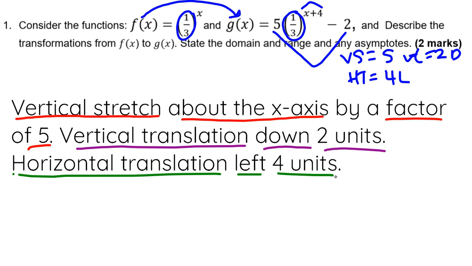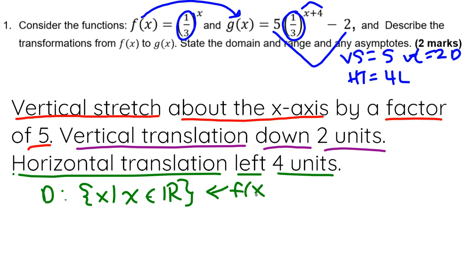So now that we've described the transformation, let's look at the domain and range. So the domain of the original function, f of x, is the set of all x such that x is an element of the reals. This is for f of x. Now, there is nothing I can do to change that if every real number is allowed. So if every real number is allowed, then that means f of x and g of x have the same domain.